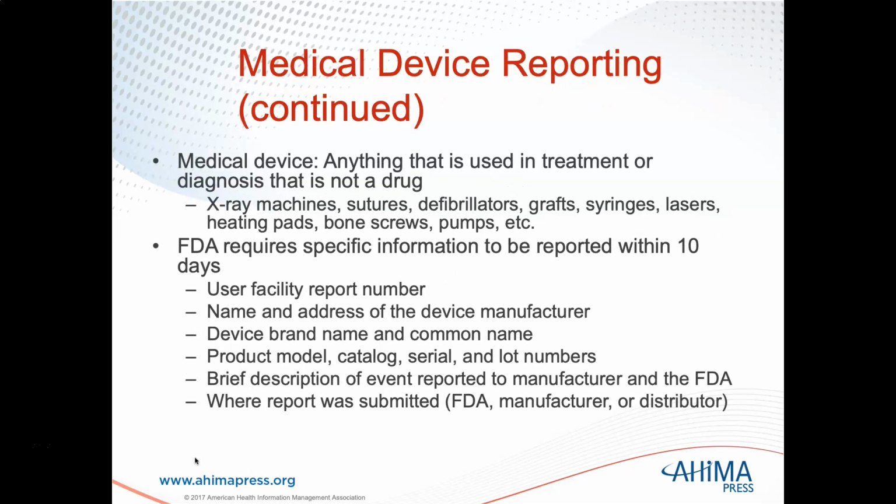A medical device is anything that is used in treatment or diagnosis that is not a drug. So this includes x-ray machines, sutures, defibrillators, grafts, syringes, lasers, heating pads, bone screws, pumps, anything like that. The FDA requires specific information to be reported within 10 days, and they're all listed for you here. User facility report number, name and address of the device manufacturer, device brand name and common name, the product model, catalog, serial, and lot numbers, brief description of the event reported to the manufacturer and the FDA, and where the report was submitted.